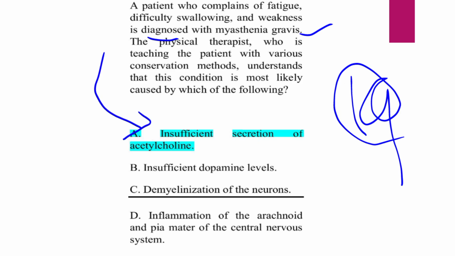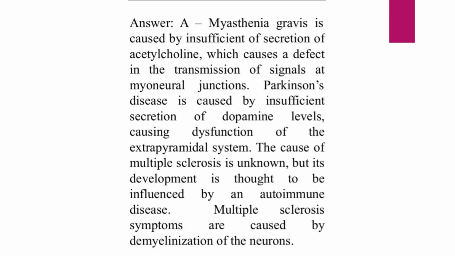Myasthenia gravis, everyone knows, is due to insufficient secretion of acetylcholine. Myasthenia gravis is caused by insufficient secretion of acetylcholine, which causes a defect in the transmission of signals at the myoneural junction. At the neuromuscular junction, there is a defect, and this causes myasthenia gravis.